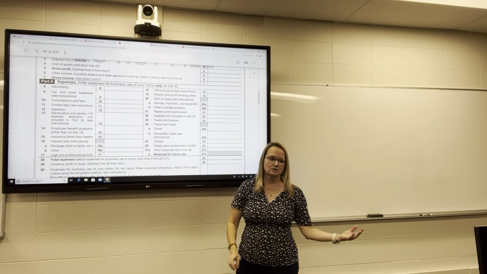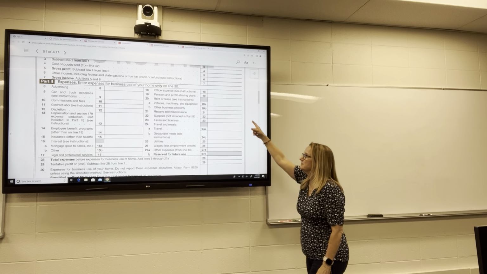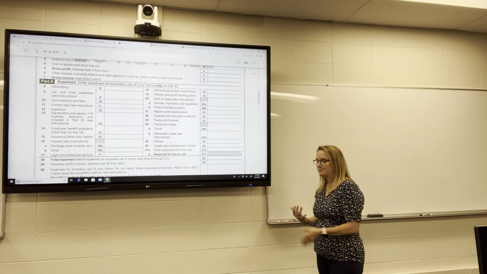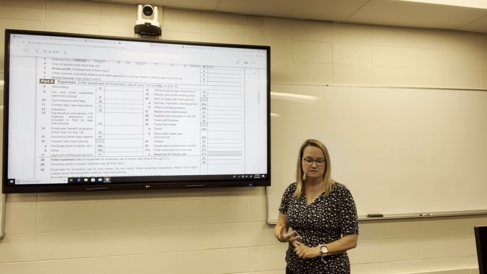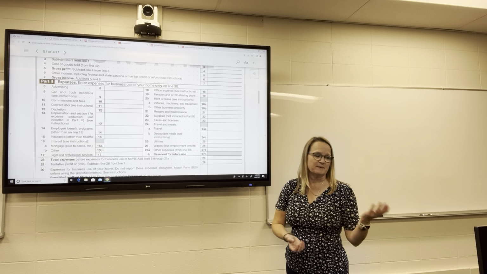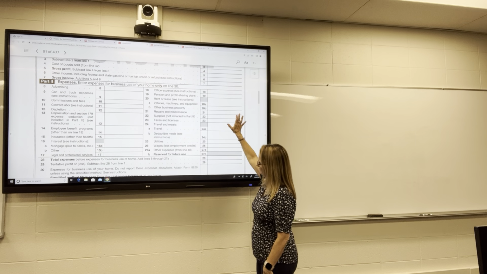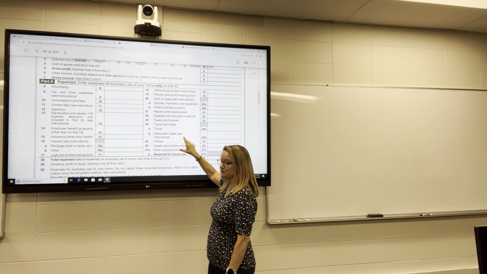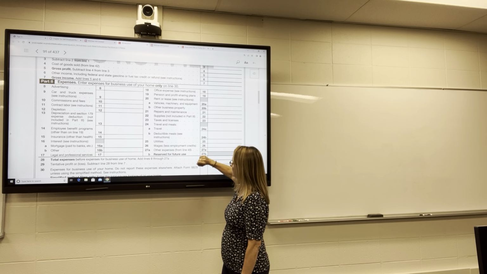Taxes and licenses, so sales taxes that might be included in the income. Property taxes, if you have any licensing fees, that sort of thing. Usually you have annual fees that you have to pay to the state for registration of your business, that sort of thing. Travel and meals. We are going to get into this in more detail as well.